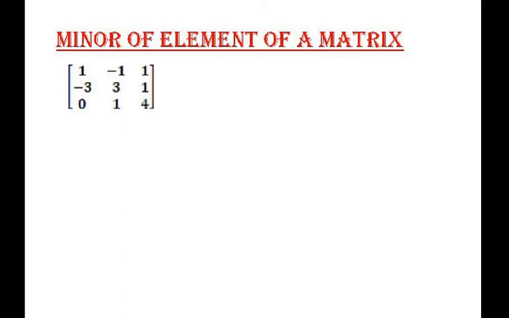So here we take our 3 by 3 matrix, and first we have to find the minor of 3, which is located in second row, second column. Then the remaining elements are 1 1 0 4. We have to find their determinant. To find it, we multiply 1 and 4, we get 4, and multiply 0 and 1, its value is 0. We take minus between these two answers. 4 minus 0 is 4.